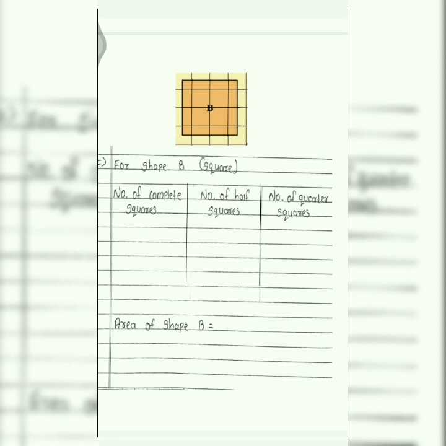Okay, which shape is given? Square. For shape B, which is given as a square, again we will draw 3 columns. Number of complete squares, number of half squares, and here we will not write number of more than half squares. Why? Because you can observe these corners.